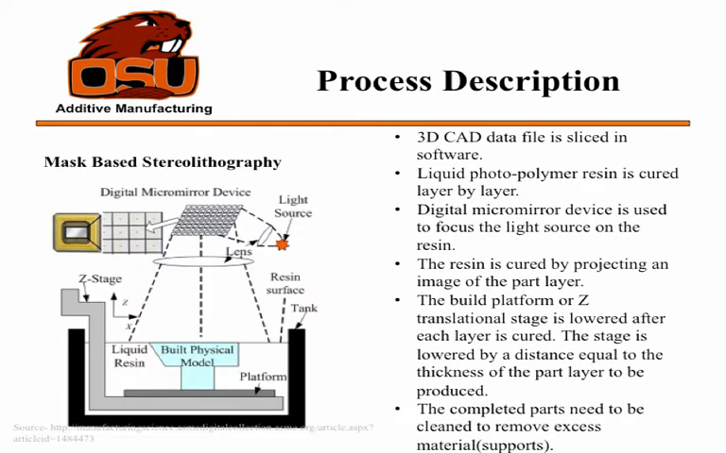Second is the mask based. In this one, we don't actually trace the path, but we just project the image of the layer instead of the laser going on to trace it. It just displays the image which cures. Most of the photocurable resins are used for this, and it can be both a top-down or bottom-up approach, which we were talking about in the first class. The bottom-up approach seems to be much more time-saving, and it's actually used in one of the commercial systems, which I'll be talking about later.